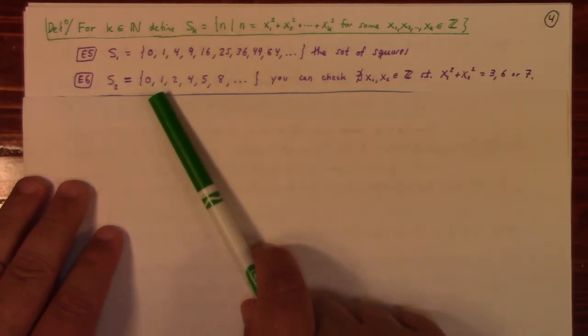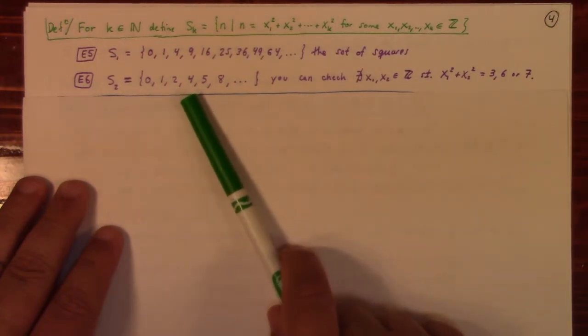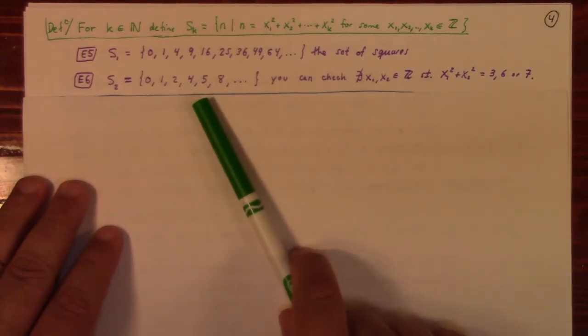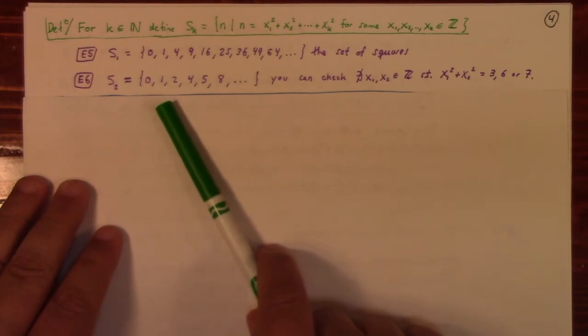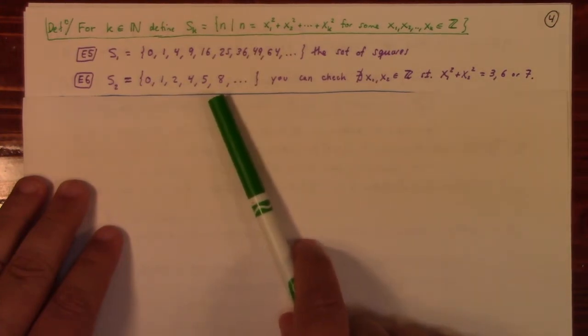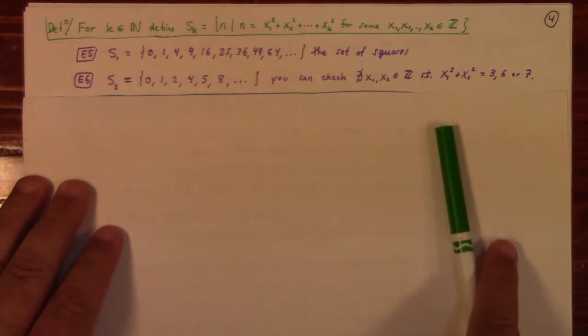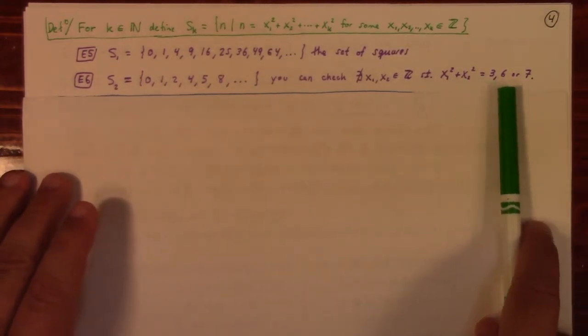1's in there because 0 squared plus 1 squared is 1. 2's in there because 1 squared plus 1 squared is 2. 4's in there because 0 squared plus 2 squared is 4. 5's in there because 1 squared plus 2 squared is 5. 8's in there because 2 squared plus 2 squared is 8. What's less obvious is why 3 is not in there, and why 6 is not in there, and why 7's not in there. But you can sort it out that there does not exist a pair of integers whose sum of squares is equal to 3, 6, or 7.